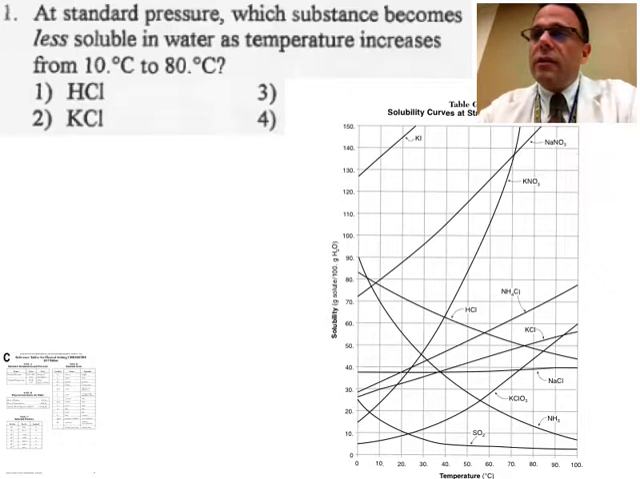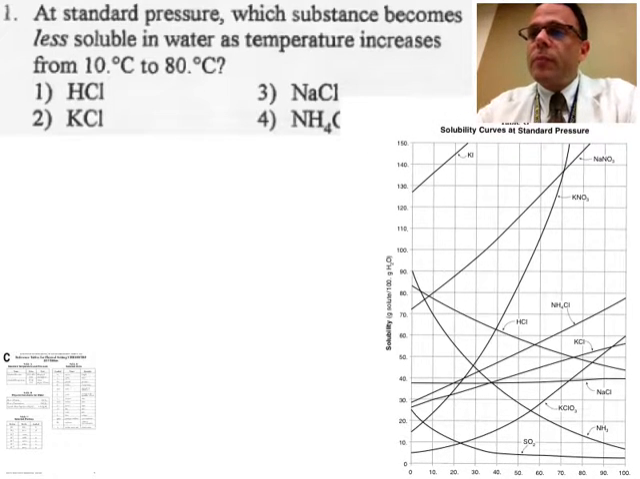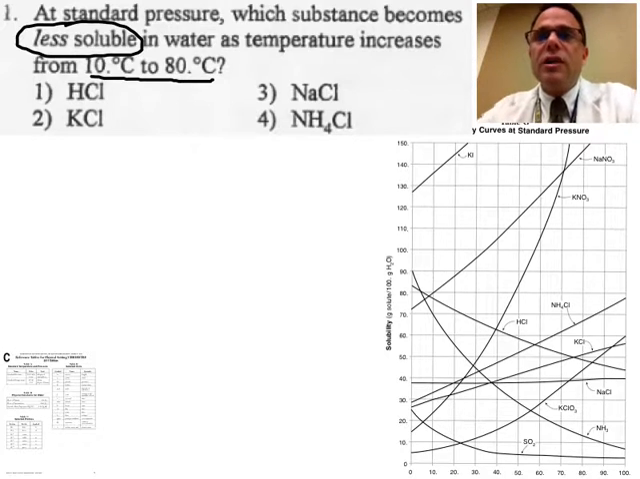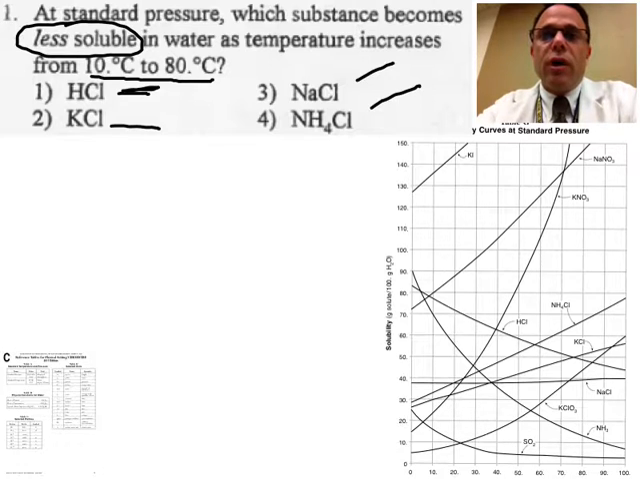Once again, less soluble as the temperature goes from 10 degrees Celsius to 80 degrees Celsius. And we are talking about HCl, KCl, NaCl, and NH4Cl. That's hydrogen chloride, and if it's in water, it's hydrochloric acid, potassium chloride, sodium chloride, and ammonium chloride.